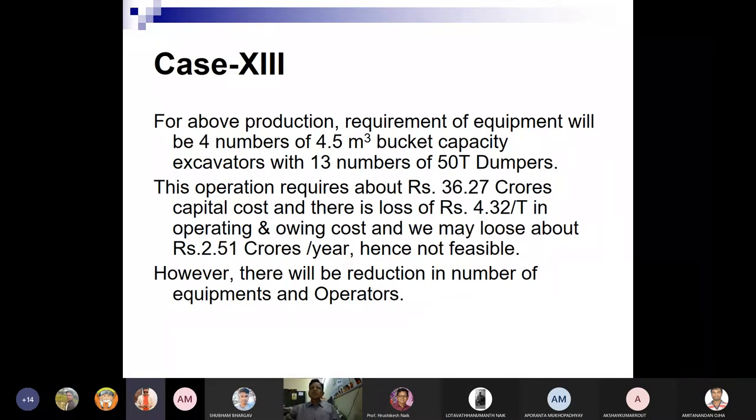The 13th case study, for above production, requirement of equipment will be 4 numbers of 4.5 cubic meter bucket capacity excavators with 13 numbers of 15 dumpers. This operation requires about rupees 36.27 crores of capital cost and there is loss of rupees 4.32 per ton in operating and running cost, and we may lose about rupees 2.51 crores per year, hence not feasible. However, there will be reduction in number of equipments and operators.